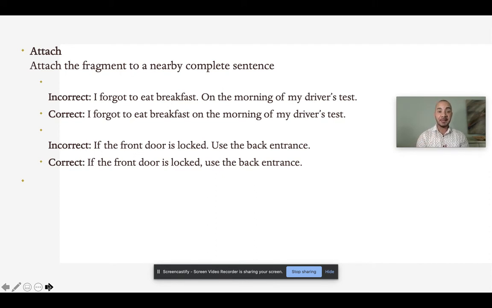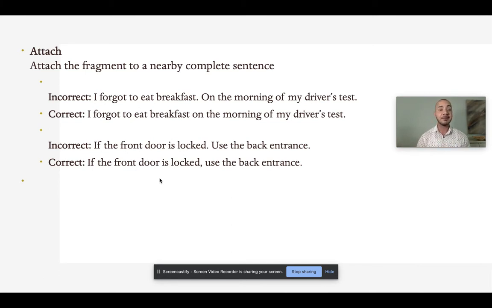Well, that first sentence actually is a simple sentence. We have a subject, which is I, and a verb, which is forgot. And then we have the rest of the action that describes what was forgotten. However, that second sentence, on the morning of my driver's test, we really have no subject and we really have no verb. What we have is just a clause that tells us when the action is taking place, but we're missing the subject and we're missing the verb.